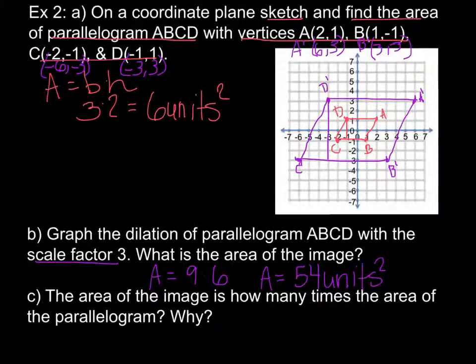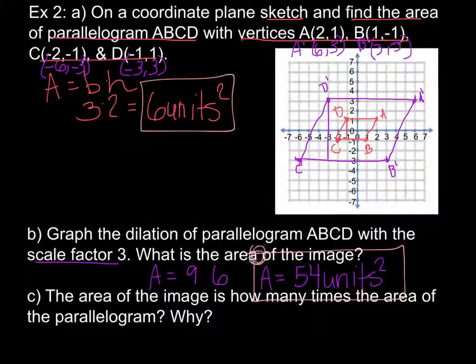In C, it says the area of the image is how many times the area of the original parallelogram. Why? So, when looking at the two areas here, what's the difference? Or how many times bigger is the bigger one we made versus the smaller one? Well, 6 times some number gives us 54. Therefore, you can fill in that blank with the number 9. So that new parallelogram is 9 times bigger.